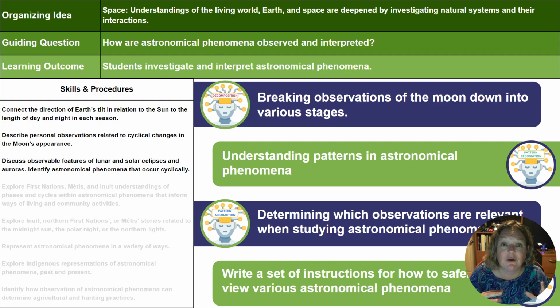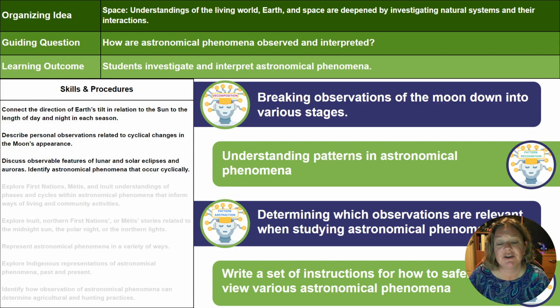Let's have a look at how a computational thinking lens could be applied to these skills. So when we're breaking observations of the moon down into its various stages, if we happen to watch it and track it for that month, and then we're looking at, can we group days together? Did it look the same? And then, what do these stages look like? Learning what those stages are, we're breaking that down into its various stages. That's some decomposition there. Understanding the different patterns in astronomical phenomena is a way to do some pattern recognition.